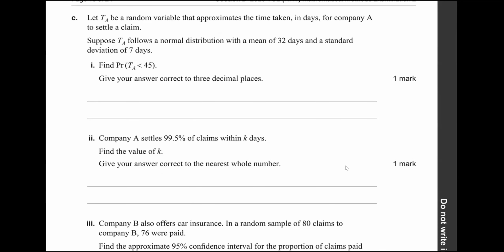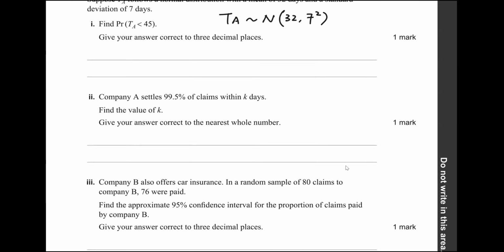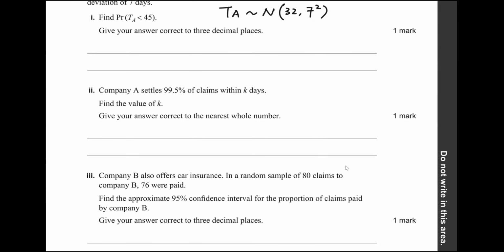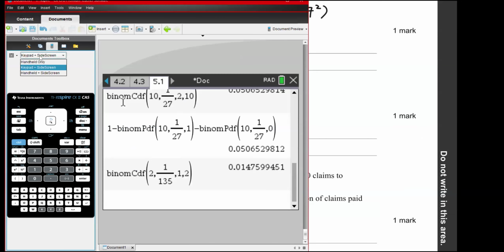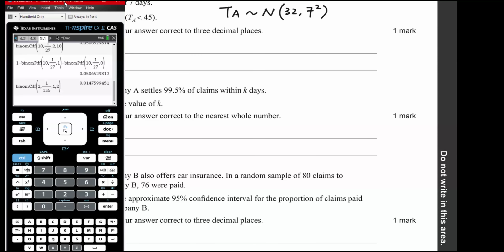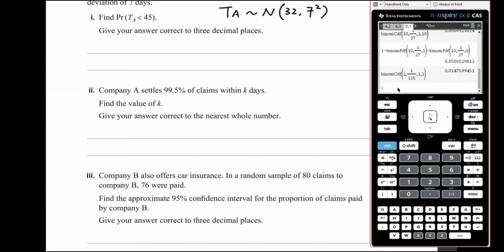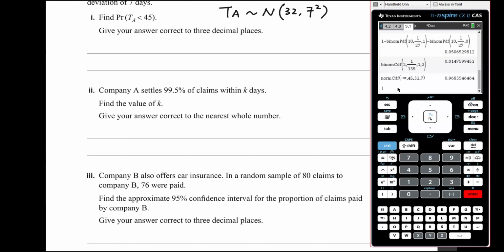Let TA be a random variable that approximates the time taken in days for company A to settle a claim. Suppose TA follows a normal distribution of mean 32 and a standard deviation of 7. So TA is normal 32, 7 squared. Find the probability less than 45. Well, I can just grab my CAS calculator. For example, normCDF minus infinity, 45, mean value is 32, standard deviation is 7.